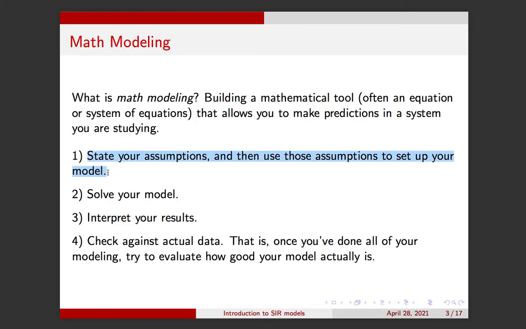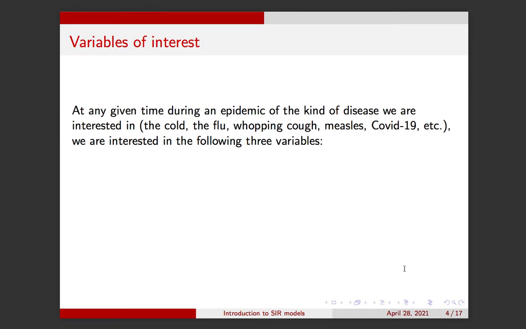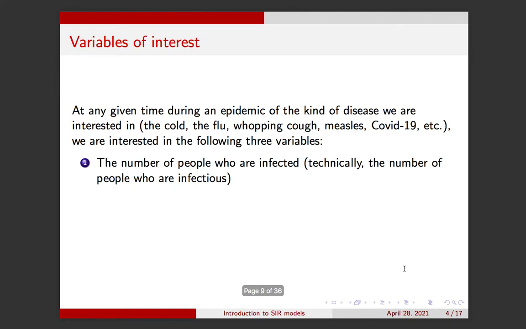So for the SIR models, I need to state my assumptions and then set up a system of DEs that mirrors those assumptions. We're not going to solve anything or interpret anything for now. We're going to save steps 2 through 4 for class later. So first, what variables do I care about during an outbreak of something like the flu or whooping cough or measles or whatever? Here are the variables I care about.